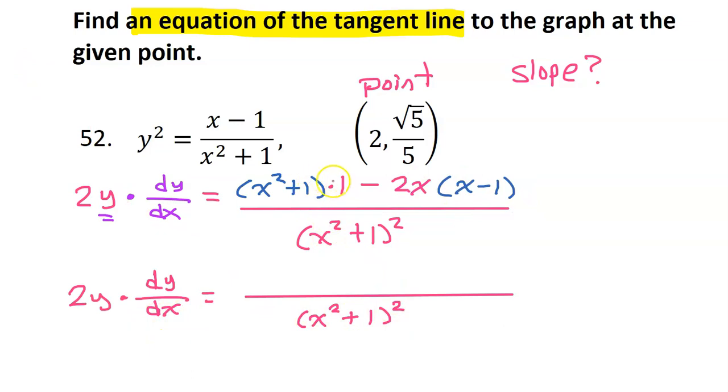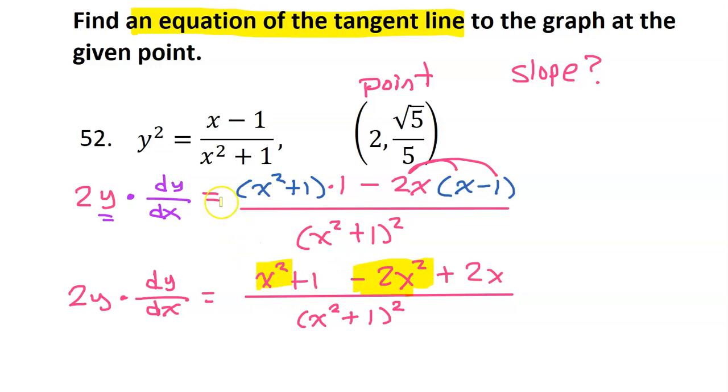So let's just get rid of the 1 right here because we never really needed that. So we have x squared plus 1. Now I'm going to distribute this negative 2x to both of these. So I will have negative 2x squared and then plus 2x. We do have like terms here and here, so let's just combine those together.